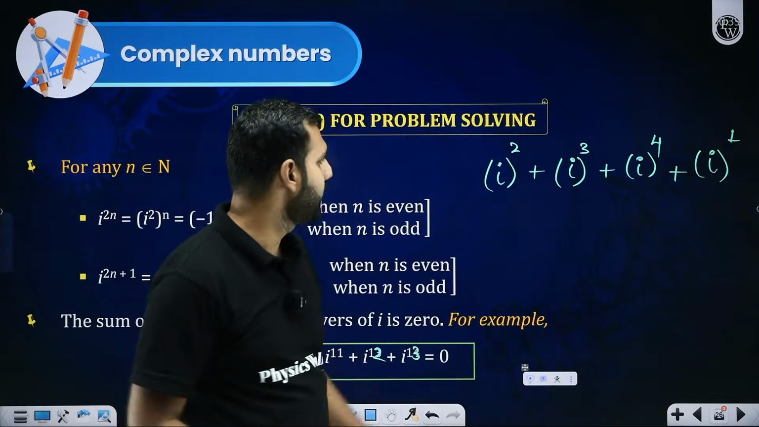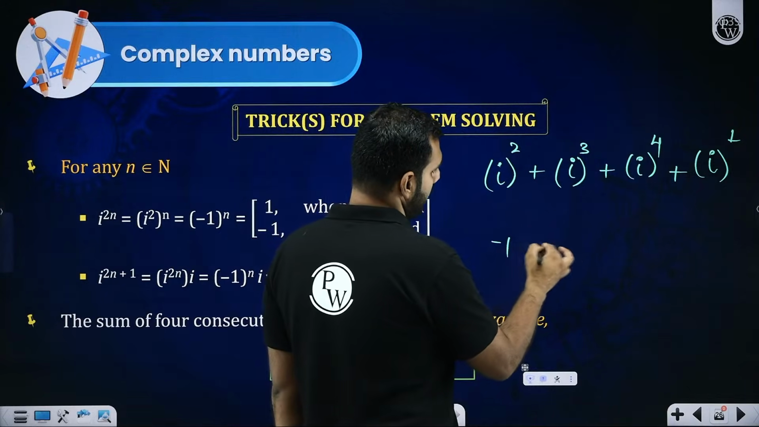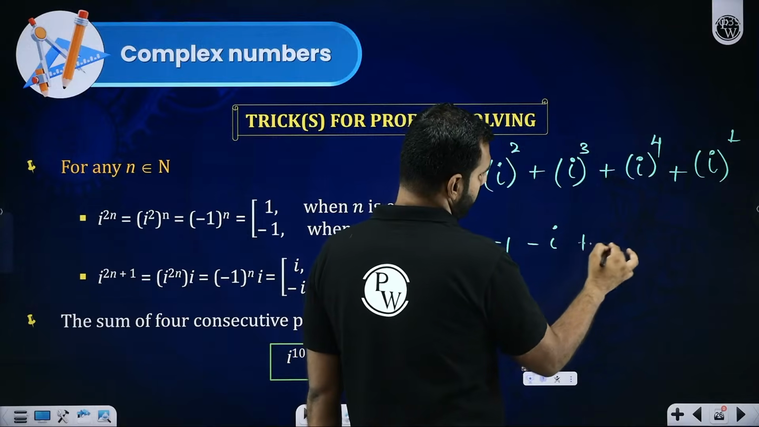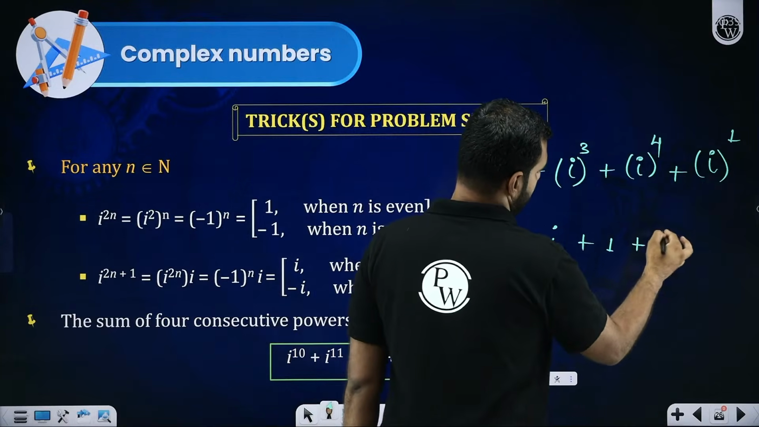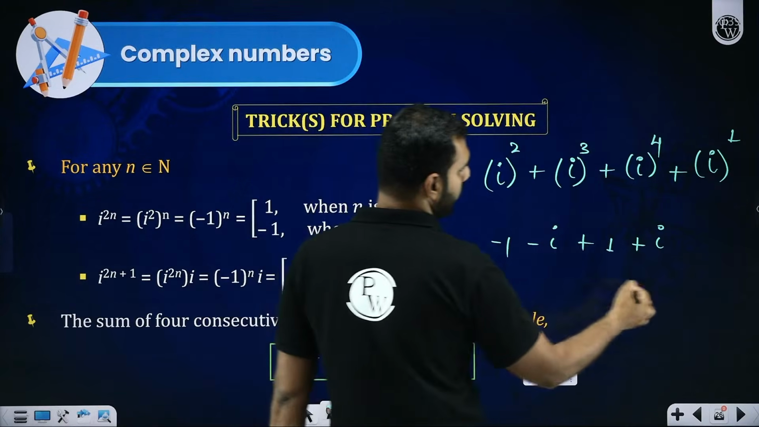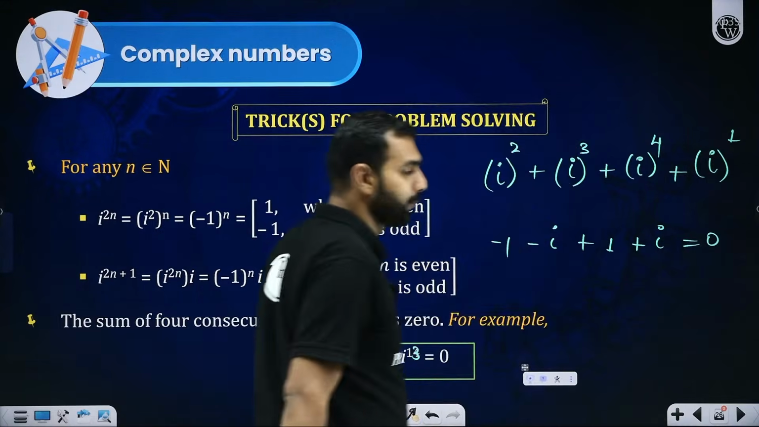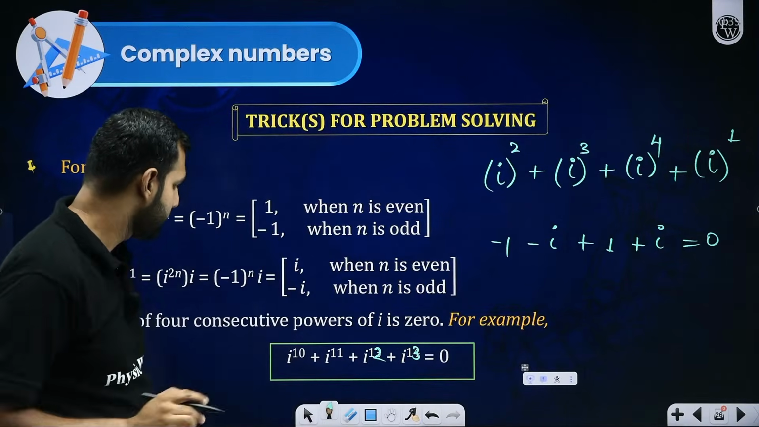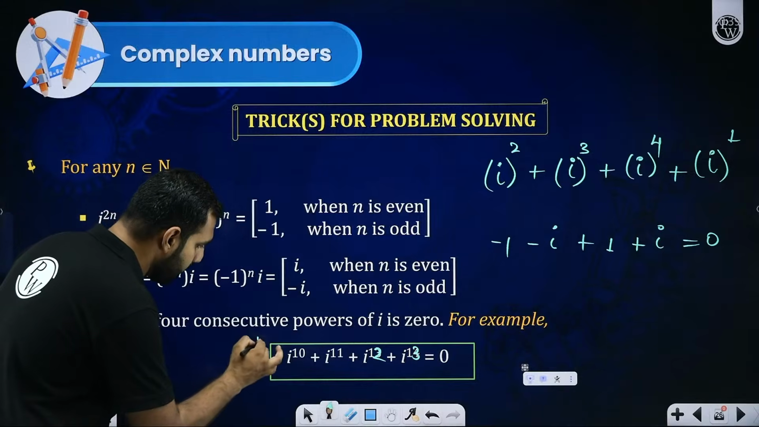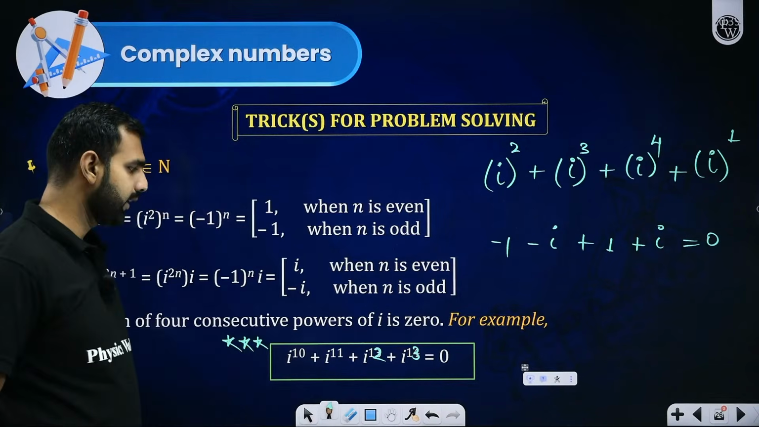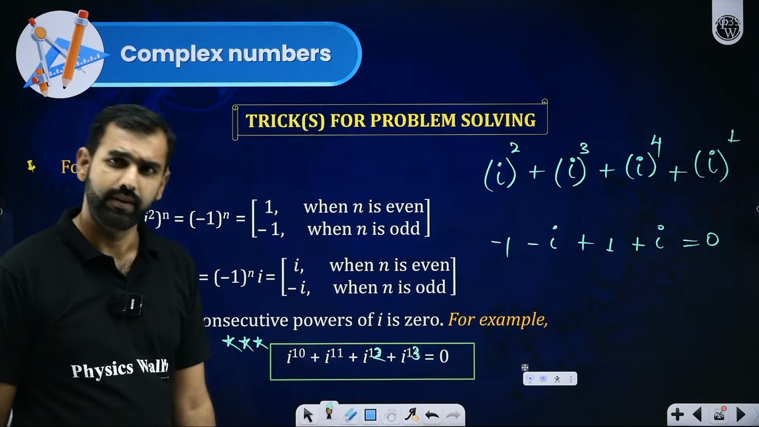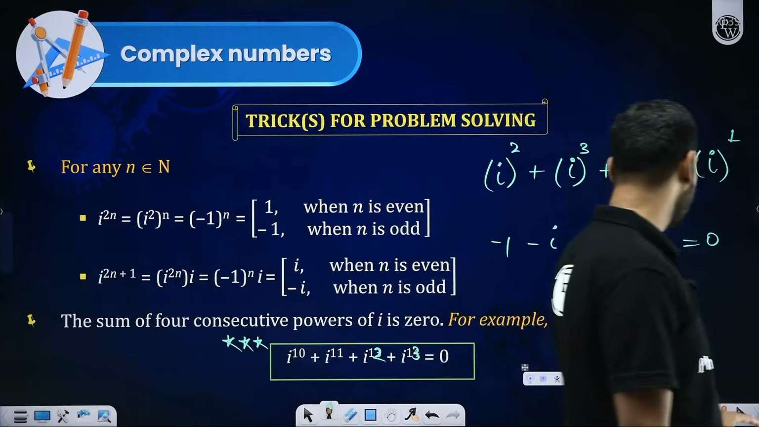Now I hope you are clearly realizing iota square is minus 1, iota cube is minus iota, iota to the power 4 is plus 1, and iota to the power 1 is iota. So iota, minus 1 and 1 are cancelled and it leaves you with 0. So this will always be true. As a property, the sum of 4 consecutive powers of iota is always 0. Did you all get this? Will you all remember that?